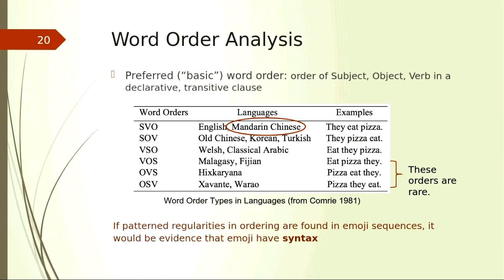And there are 6 possible permutations of these subject, object, and verb that are represented in the table here with the example of they eat pizza. And you can see different languages that have each of these orders. Mandarin Chinese, like English, is subject, verb, object. The last 2 orders, OVS and OSV, are very rare. For example, OVS order is only attested in 0.7%, less than 1% of the languages of the world. So if patterned regularities in ordering are found in emoji sequences, it would be evidence that emoji have syntax. This is my point of departure.